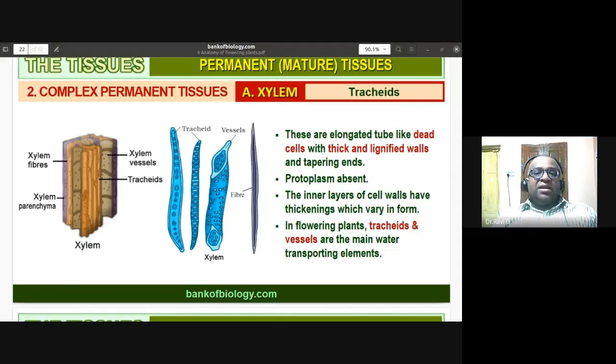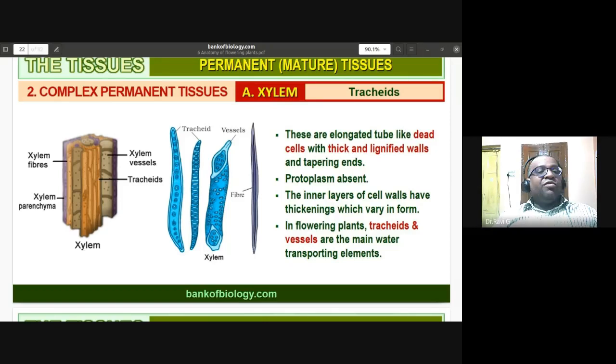So reticulate, the annular tracheids or vessels. Then you come across the scalariform tracheids or vessels, pitted and bordered pitted tracheids or vessels. That is because of these various forms due to the deposition of lignin. Even here, the secondary layer of the cell wall is thick and lignified. In flowering plants, tracheids and vessels are the main water transporting elements, especially vessels. That you have to remember.